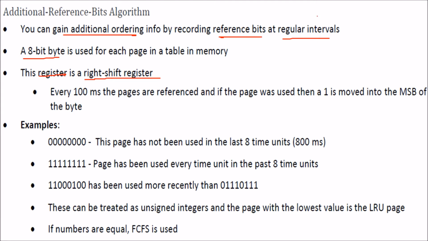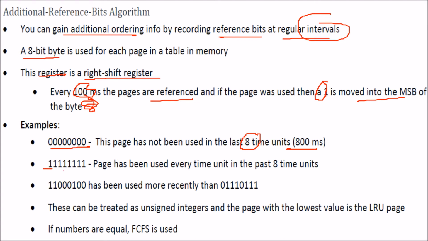Say for this regular interval, let us take 100 milliseconds. Every 100 milliseconds the pages are referenced, and if the page was used, then a 1 is moved into the most significant bit of the byte. This is the most significant bit. This 0000 eight times means the page has not been used in the last 8 time units. That is 8 into 100, that is 800 milliseconds.